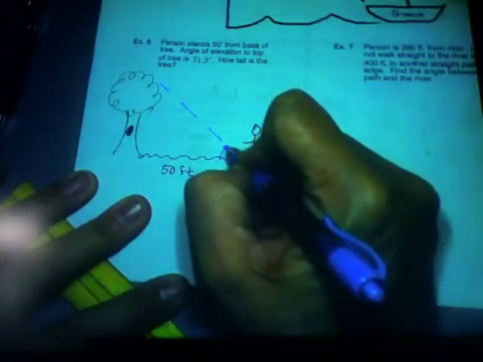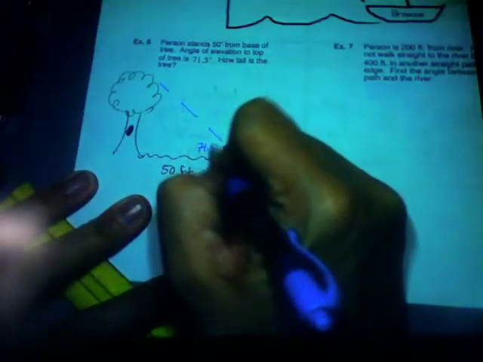The angle of elevation to the top of the tree is, that's being elevated in that direction, right? So that's where my 71.5 degrees is. This is where my right angle is. Don't I have a right triangle? Isn't trigonometry based off of right triangles? So, what is it I'm trying to find? So this is x from here all the way down to here. Agreed? So that finishes off my triangle.